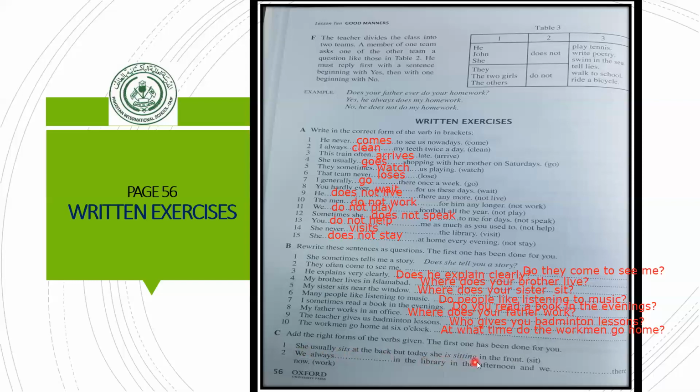And today she is sitting, is means continuous. Now she is sitting right now; is and the ing form of the verb, sitting, is given over here. Okay. So we will start from number 2. What is the number 2 sentence, dear students?